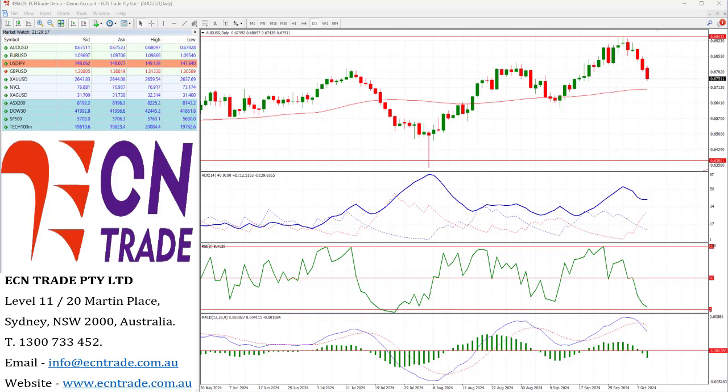Investors are focusing on key inflation reports this week, including the US Consumer Price Index, or the CPI, and the US PPI, the Producer Price Index. Along with that, we get the US FOMC meeting minutes also.